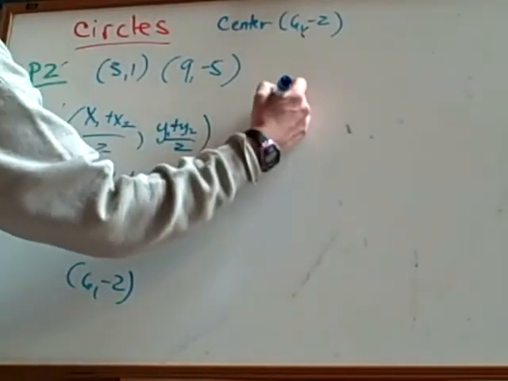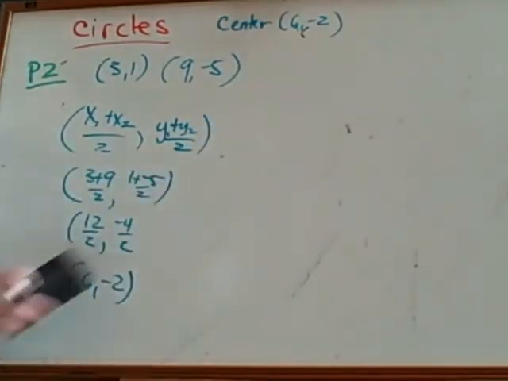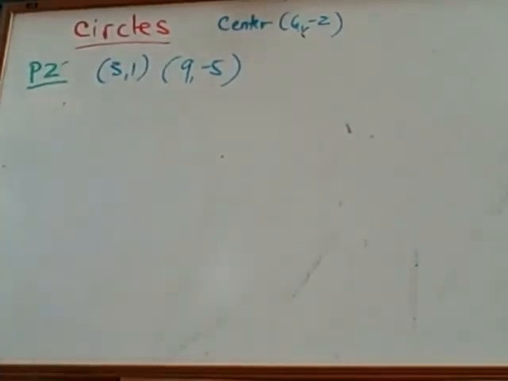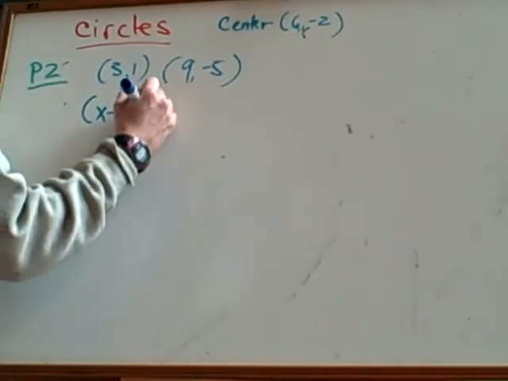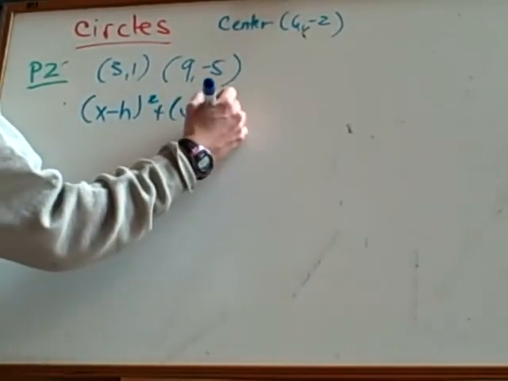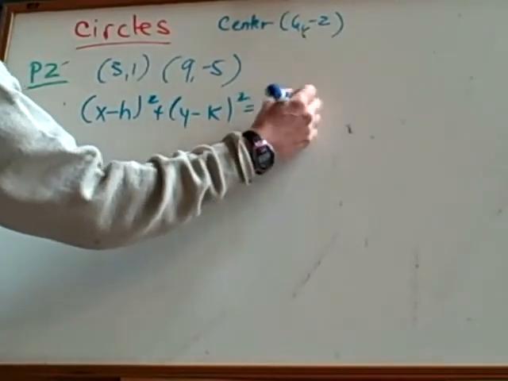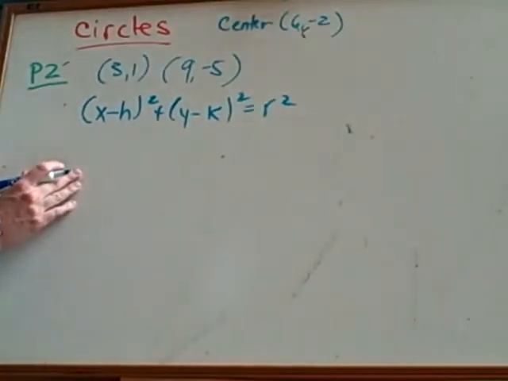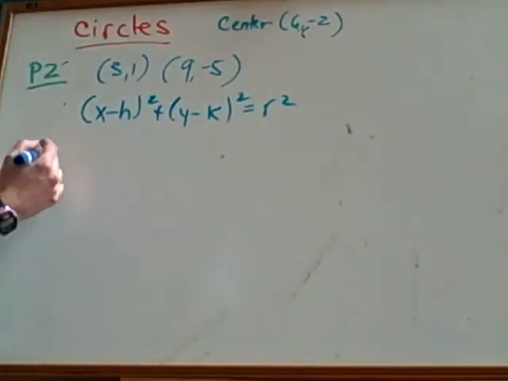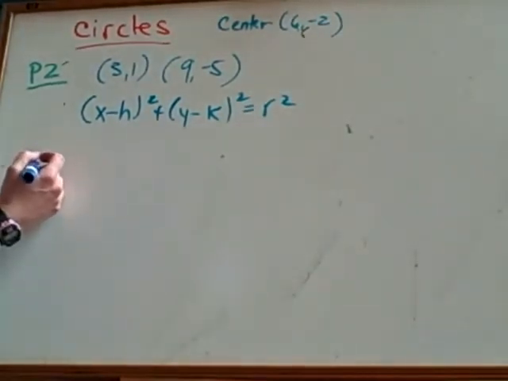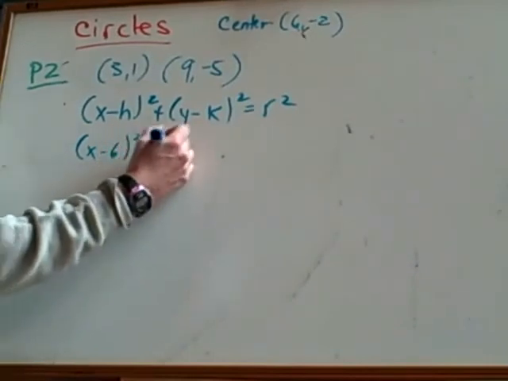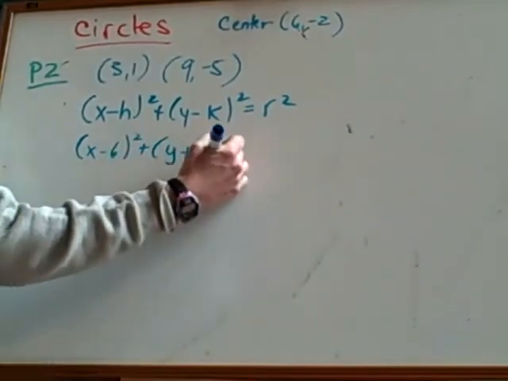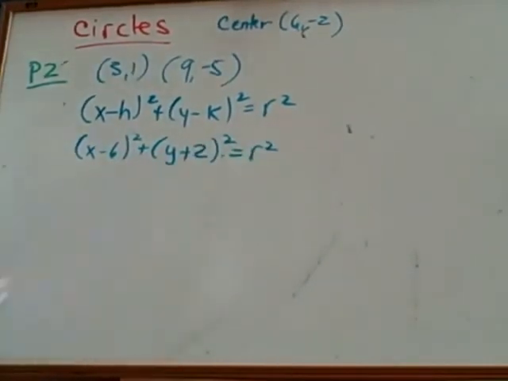But let's go ahead and write out our general equation. I'm going to erase this and then write it out. It's x minus h quantity squared plus y minus k quantity squared equals r squared. And I can go ahead and plug in my h and my k because we found them. So it's x minus 6 quantity squared plus y plus 2 quantity squared equals r squared.